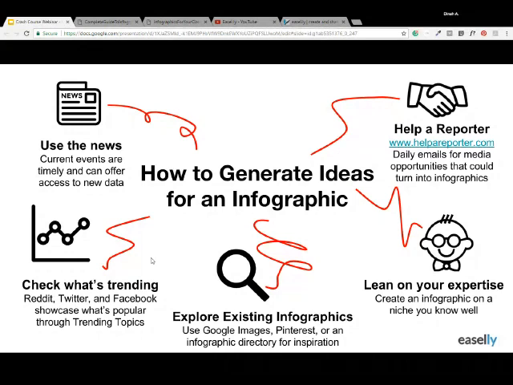You can also use something like helpareporter.com. It's a way to get a daily email for media opportunities. The reason this is interesting is that this is a newsletter that gets sent out, and they are looking for people to provide information for these media pieces. If you know that these are going to be upcoming topics or things that people are looking for, then you can get an idea for that and see if you can turn those into infographics. Of course, make that connection with your business, your service, your products, your industry, whatever that is, and create an infographic.